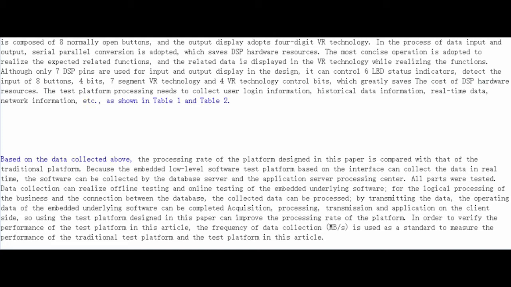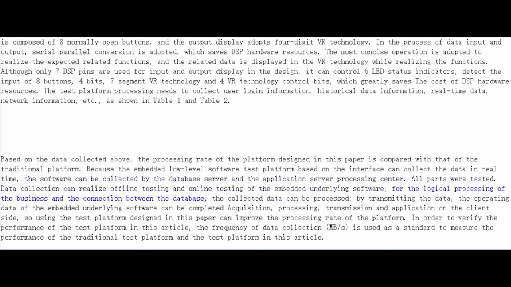Based on the data collected above, the processing rate of the platform designed in this paper is compared with that of the traditional platform. Because the embedded low-level software test platform based on the interface can collect the data in real time, the software can be collected by the database server and the application server processing center. All parts were tested. Data collection can realize offline testing and online testing of the embedded underlying software.